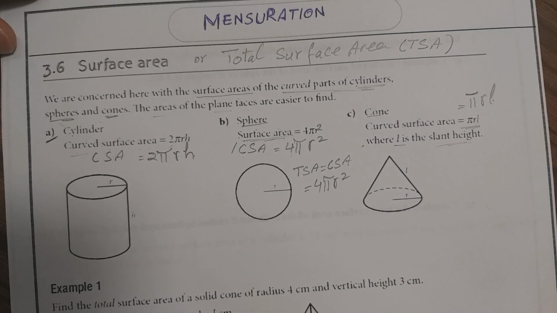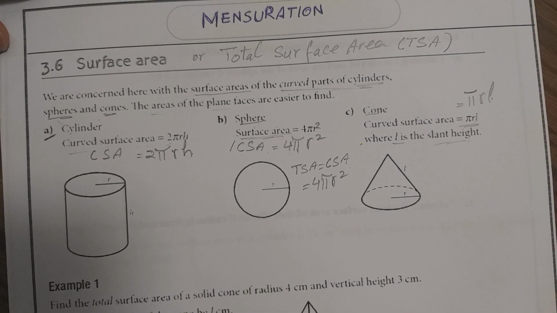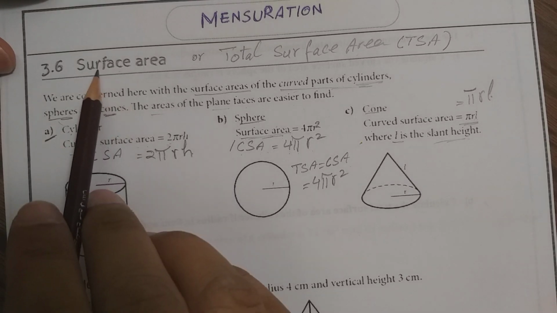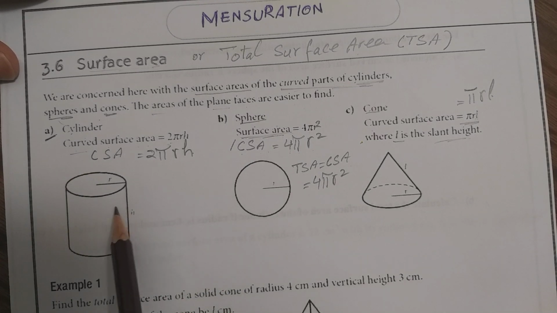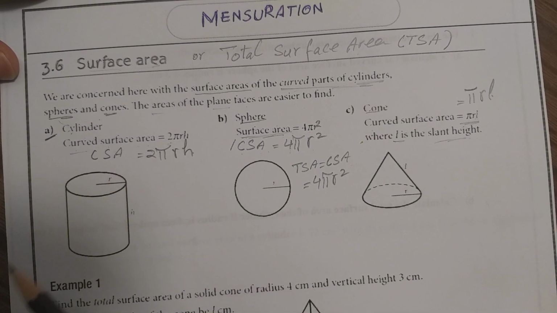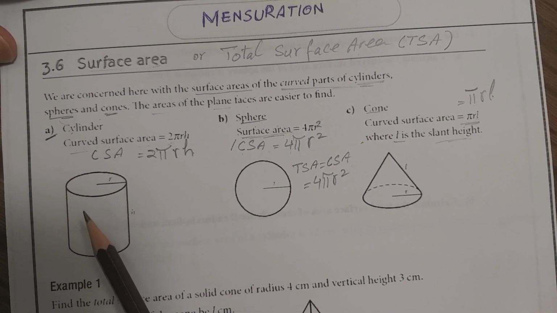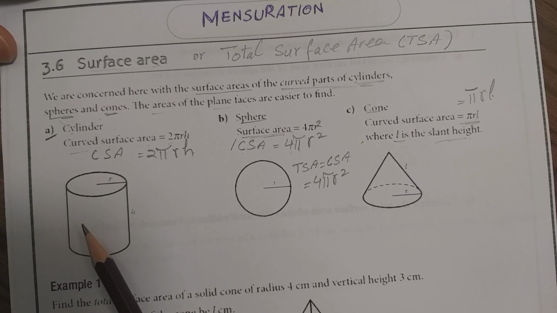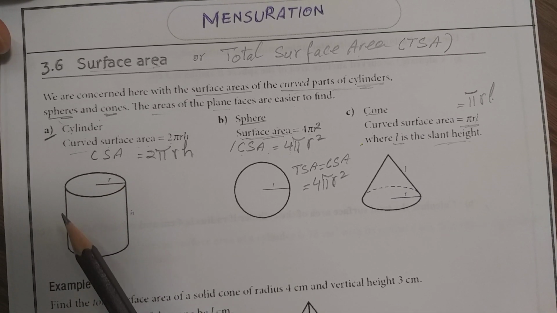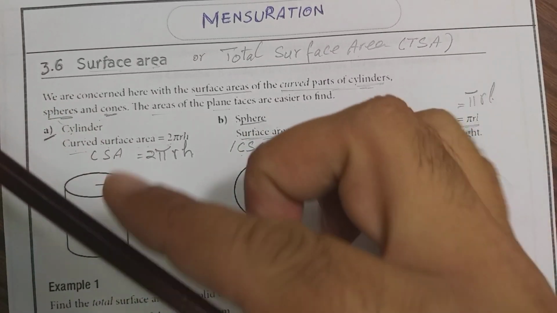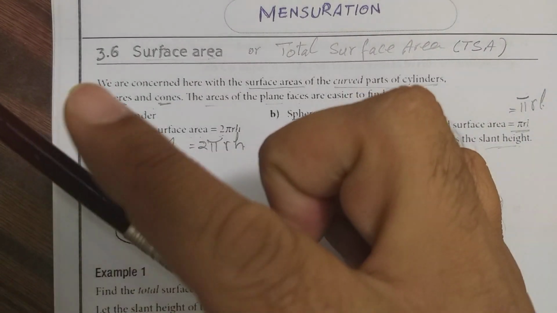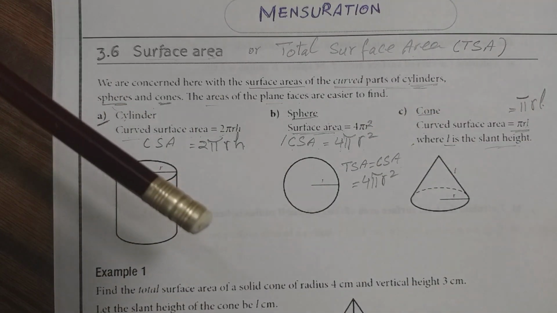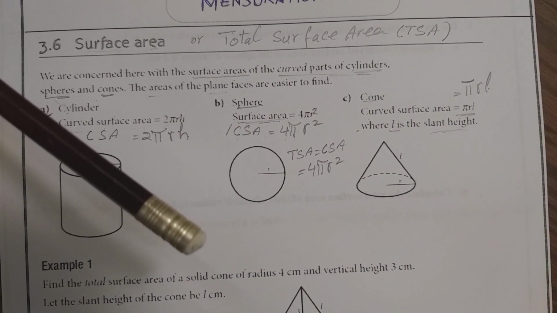But sometimes you will find the question asks to find the total surface area. If you look here, surface area and curved surface area are different things. Curve means the round part. This is the round part in the cylinder. This is called the curved part. Like this pencil, this is the curved part. So this is called the curved surface area.